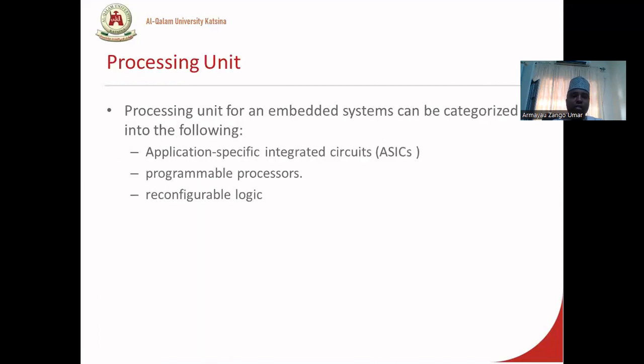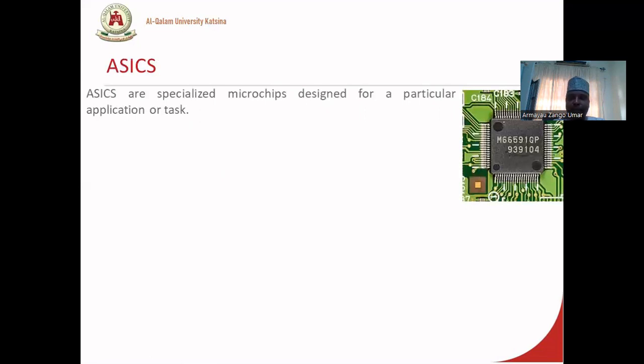So let's go into the processing unit. The processing unit of an embedded system can be categorized into three. One is called application specific integrated circuit, or ASICs in short. We can also have programmable processors. These are the typical processors, the ones found in conventional computing. And we can also have programmable logic. So let's begin with ASIC.